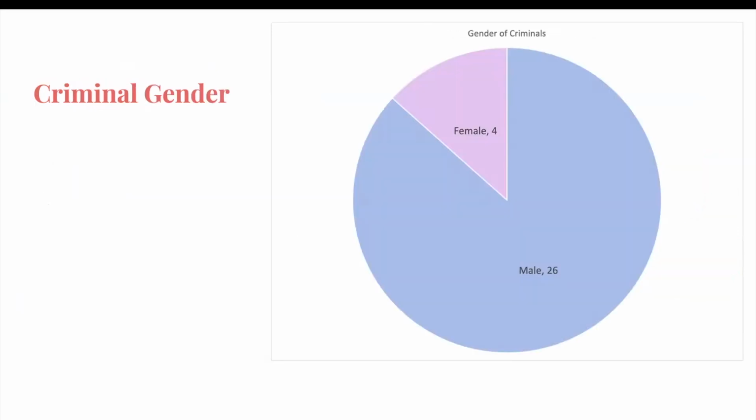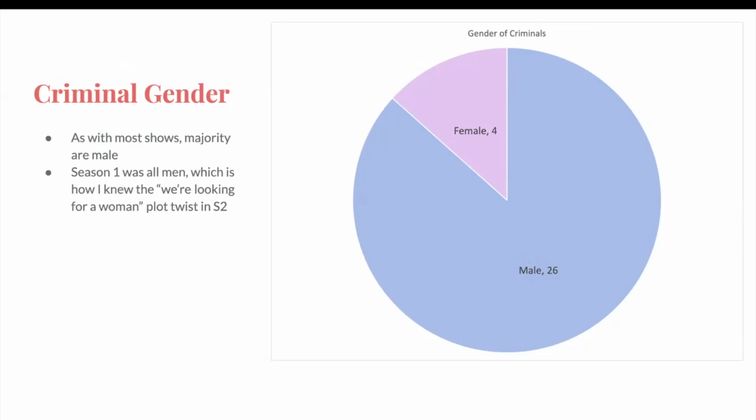This is the gender of all the criminals. As you can see, it's a far majority male with 26 men and 4 women. And this is how it is with most shows. Every show I've collected data for has had a majority male. In fact, season 1 was all men, which is how I was able to predict in season 2 that we're looking for a woman plot twist. I should have predicted season 3 would be a woman too, because it was kind of the same thing happening.